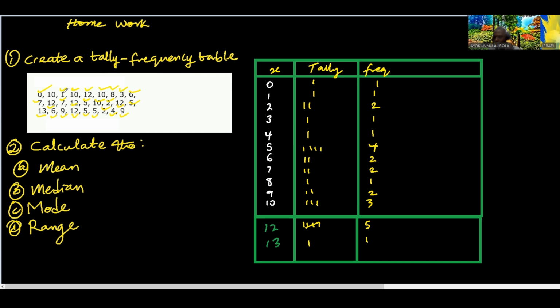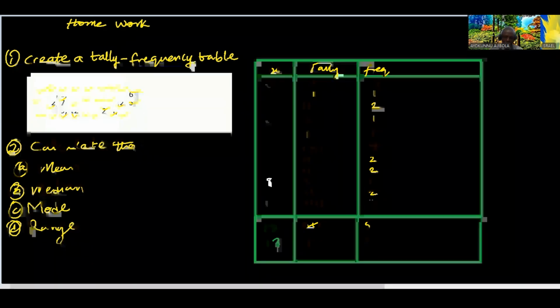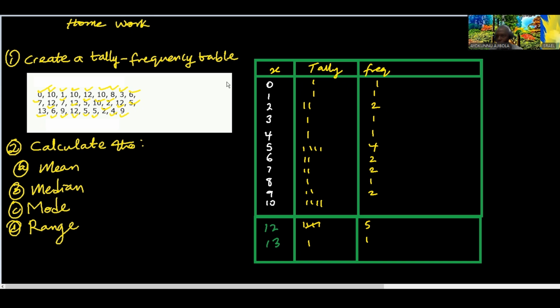But I think there is still one that I have not ticked, which is this 10. So let's count the tens again. One, two, three, then on the next line, four. Any other 10? No. So the tens are four, okay? So I'm going to change this one to 4. That's why we must be very careful when we're doing this. We must be able to count.